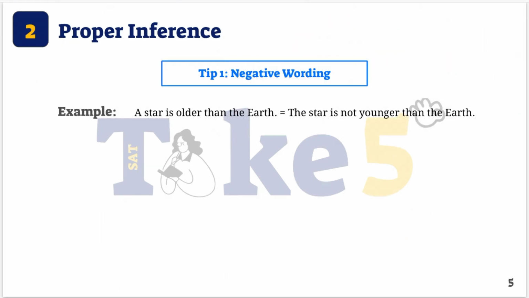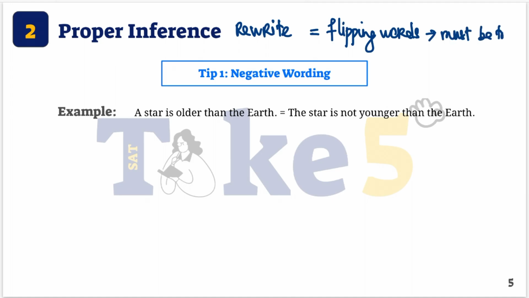To hone the skill of twisting the evidence for a logical inference, let's look at some tips and drills. The idea of a logical inference is essentially rewriting the sentence by flipping some words to infer information that ensures they must be true, or to ensure we are not speculating. There are two tips to navigate this flip. First is negative wording, which can be seen in this example. Instead of using older, we can use an equivalent negative expression as not younger than.